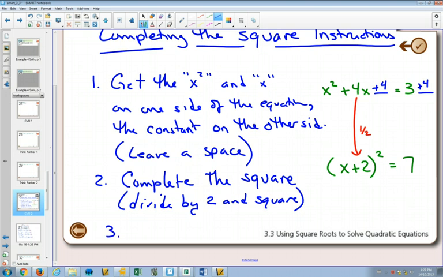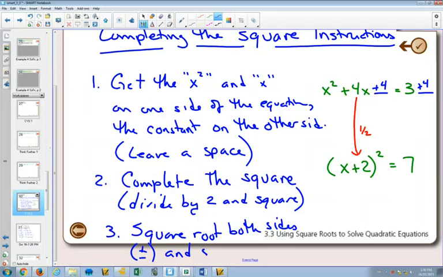Instruction 3 here is if you had to solve by completing the square, now you can do the idea of square root both sides. Right? I'll put in brackets plus or minus so you remember that. And solve. So now that I've completed the square, now I have something squared and my x is inside of it, so I can square root both sides. So now if I square root both sides, this side will just be x plus 2. This side will be the square root of 7, and I have to remember it'll be plus or minus the square root of 7.